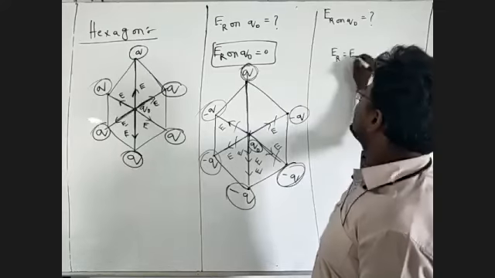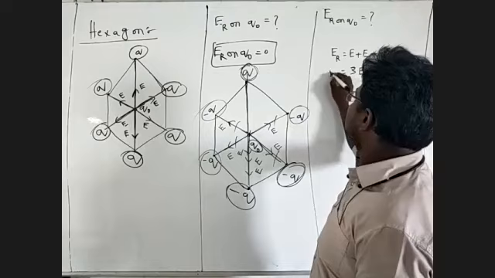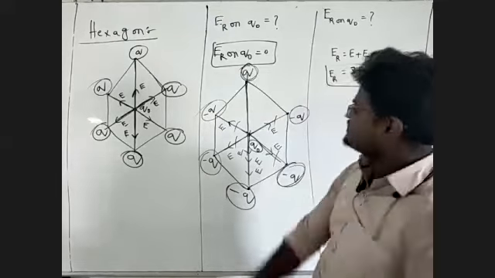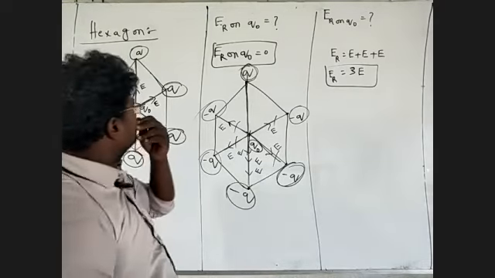Resultant is equal to E plus E plus E. So total, this is 3E. That is the resultant acting on the charge. Now your answer is this. Now next one.